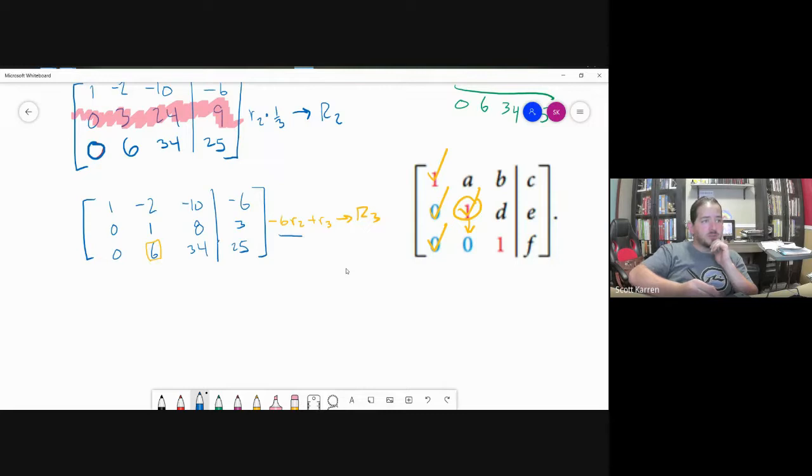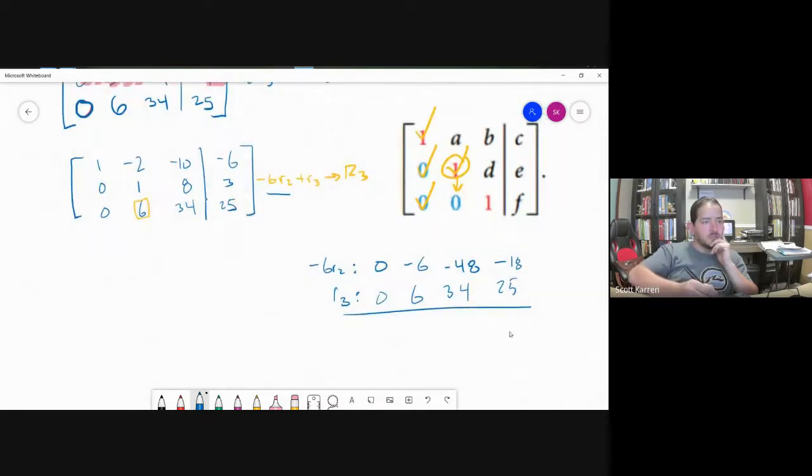But -6 row 2's is -6 times 0 is 0. -6 times 1 is -6. -6 times 8 is -48. And then -6 times 3 is -18. So that's -6 row 2's, and I'm just going to plop a row 3 under it. 0, 6, 34, 25. Adding those 2 rows, I get 0, 0, which is what I wanted.